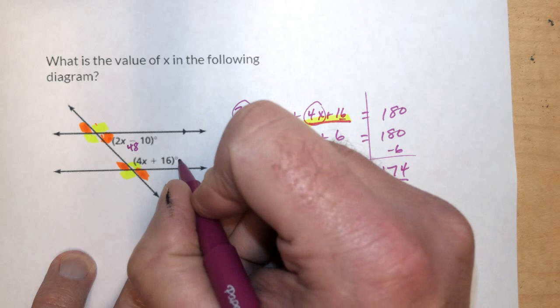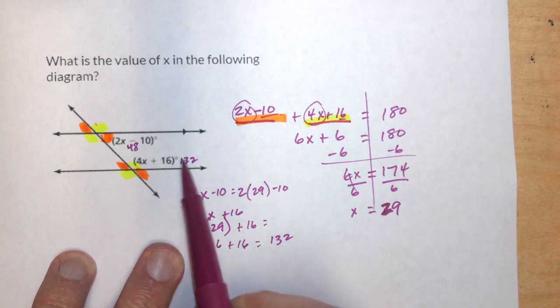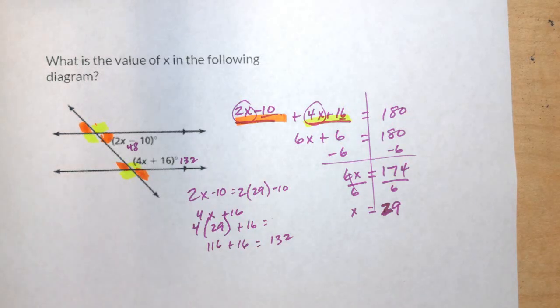So this angle has to measure 132, and if we were to add those two together, they do add up to 180 degrees, so we did it right. So x has to be 29.